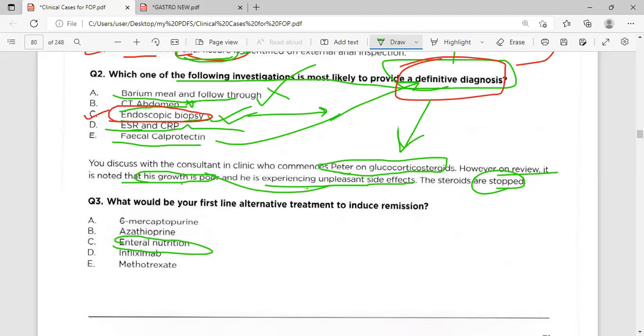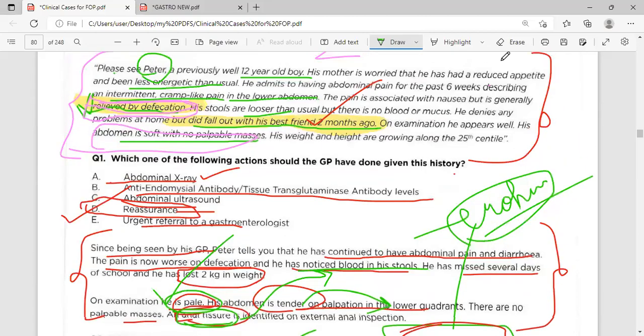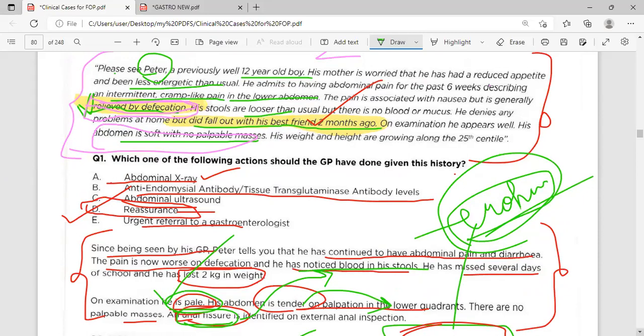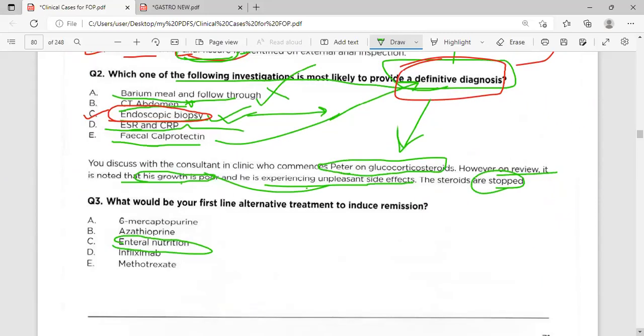So this is our case. First it was diagnosed as functional abdominal pain. Then we found out it is a case of Crohn's disease, what investigations we'll do, what treatment we give, and what treatment we have to give if the first line treatment is not working out. Are we clear with this?